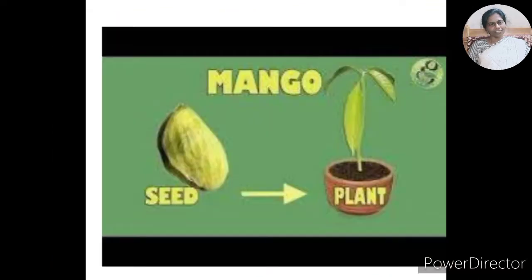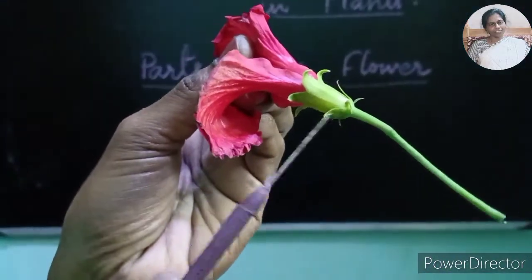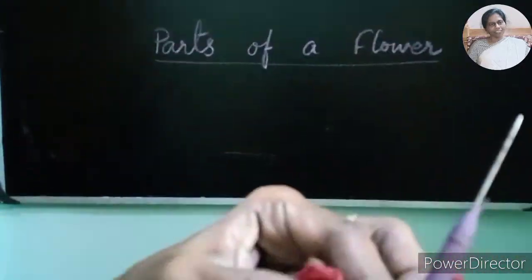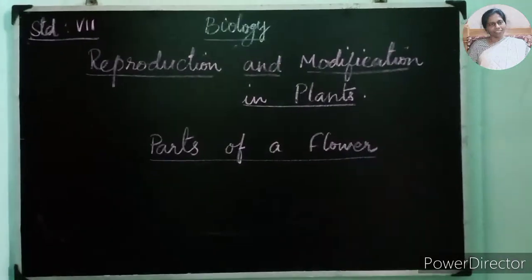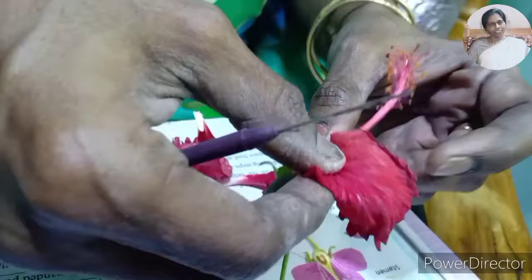To understand how seeds are formed in a flower, we need to know the parts of the flower. The stalk connects the flower with the stem, then the green colored sepal, bright colored petals, long style with stamens and the stigma. Shall we dissect a flower? You too can try this out along with me.